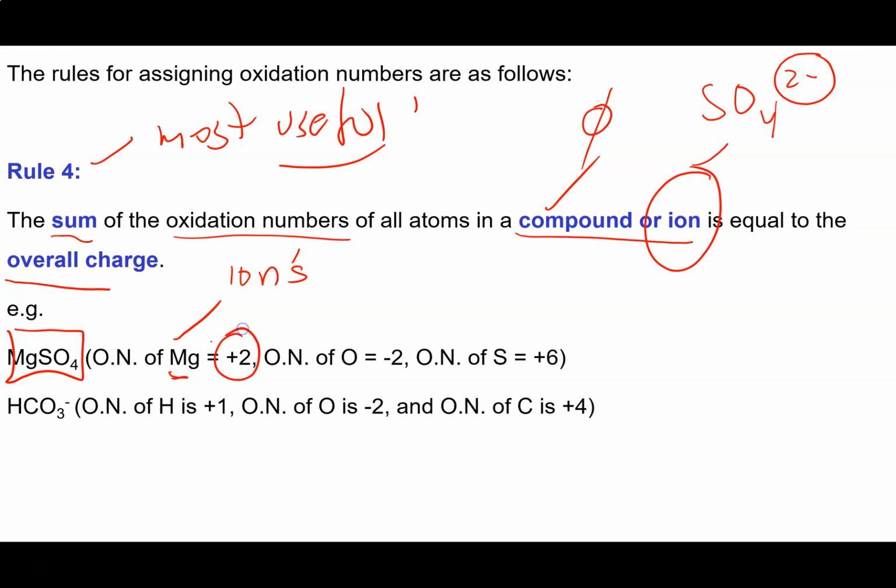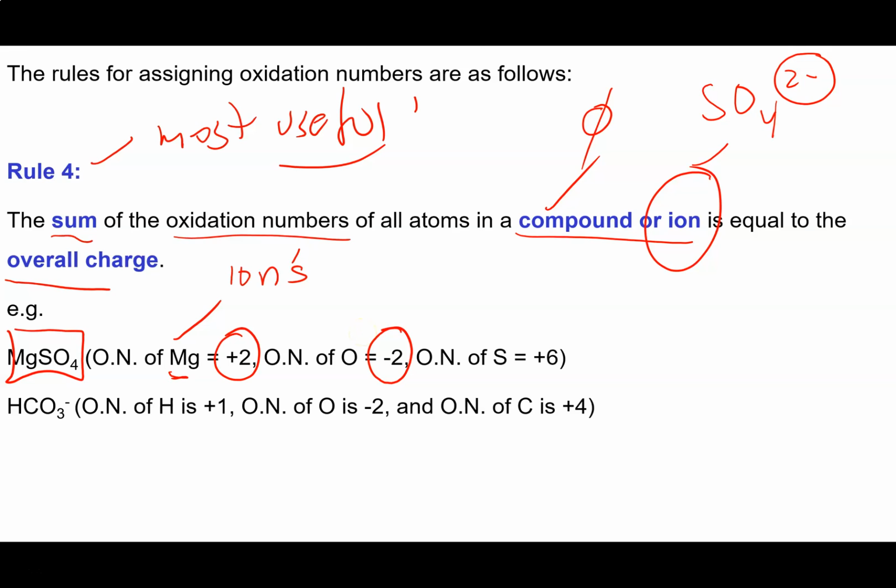So magnesium has an oxidation number of +2. Now, the oxygen in compounds normally has an oxidation number of -2 unless it's in the presence of fluorine or it is hydrogen peroxide. Now this compound is not hydrogen peroxide and there's no fluorine present, so the oxidation number of the oxygen is -2.